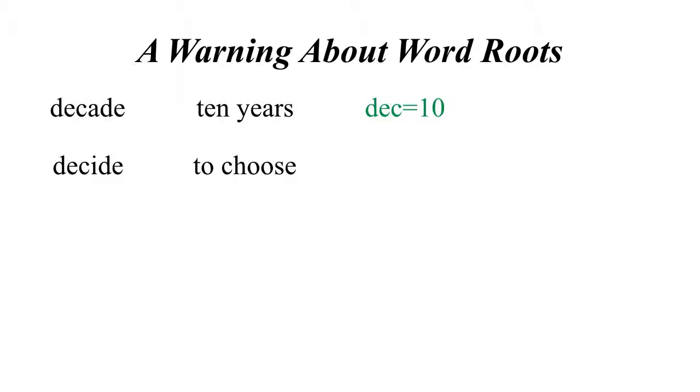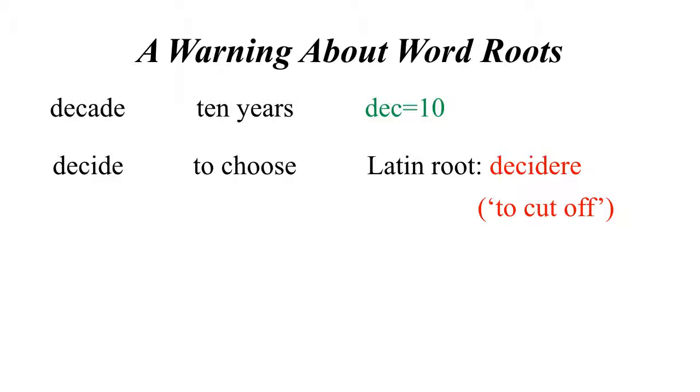In the spelling, there's only one letter that's different between decade and decide. So it might be easy to think that they come from the same root. But actually, that's not the case. Decide comes from a different Latin root, decidere, which means to cut off, as in you cut off the other options and make a choice. So even if you knew that DEC often means 10, it wouldn't help you with a word like decide.